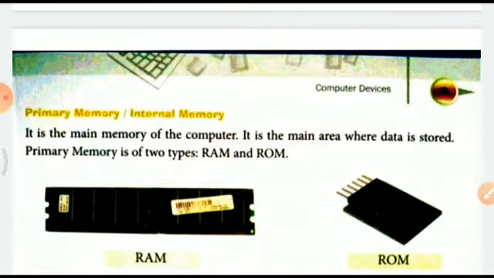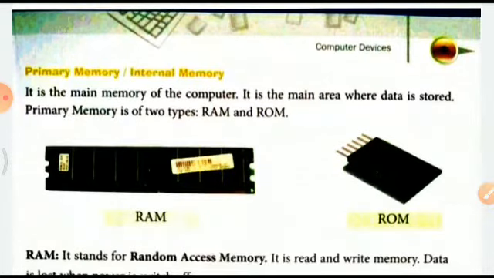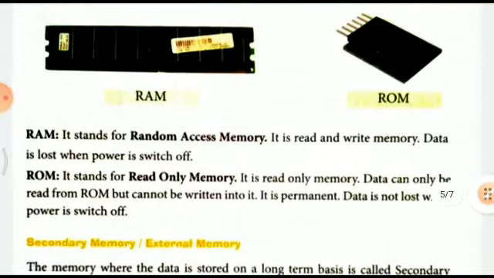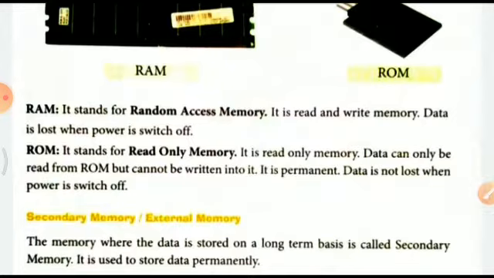First and foremost, we have primary memory or internal memory. It is the main memory of the computer. This is the main area where data is stored. Primary memory is of two types, RAM and ROM. Now, RAM stands for random access memory. It is read and write memory. Right? Data is lost when power is switched off in RAM. ROM stands for read only memory. It is read only. Data can only be read. We cannot write on it. It is permanent memory. Data is not lost when the power is switched off.